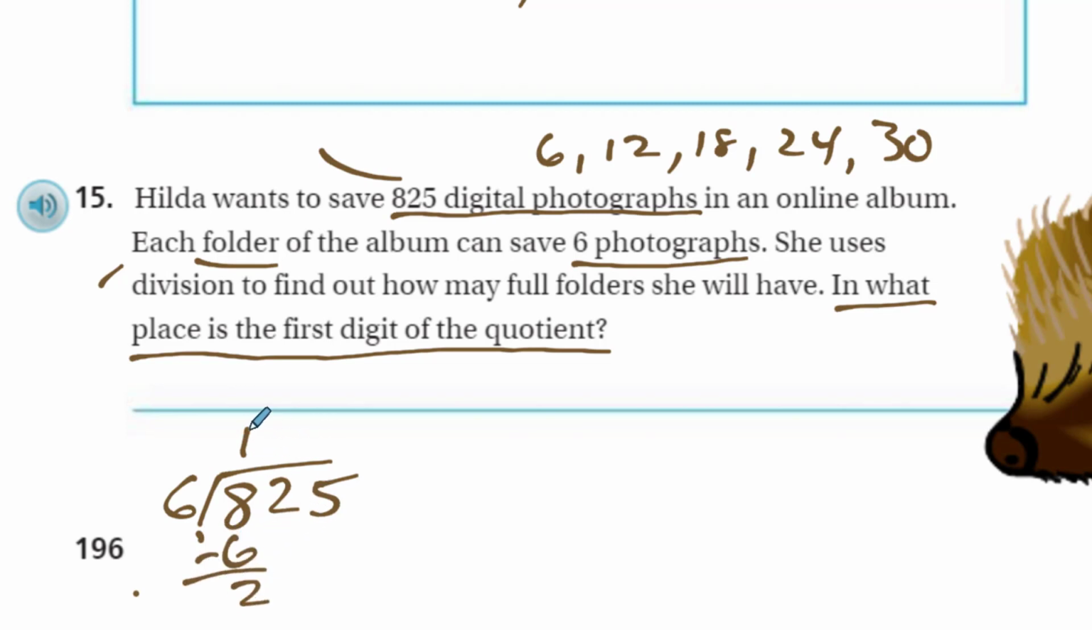So here is our quotient up here. This is our quotient right above the little division bar. And so the first digit of the quotient is right here in this place value, which is hundreds. And that's all there is with this one here. We don't have to actually even continue because that's the only thing they ask us. Obviously, she's going to need, like I said, a lot of photo albums because she's only putting 6 photographs in each one.